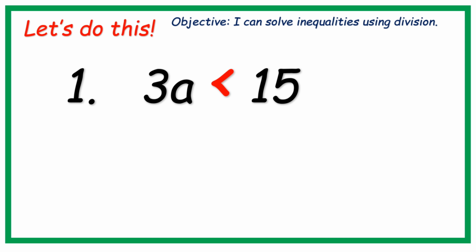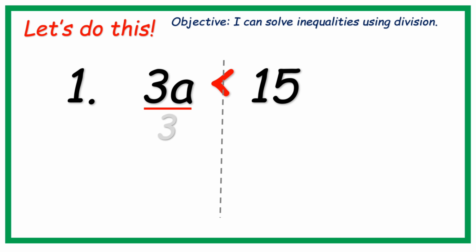3a is less than 15. How are we going to solve this? Our objective first is to isolate the variable. We are going to isolate the variable by removing any number near it. In this case, the number is 3. How are we going to remove that? By doing division. We are going to divide by 3.